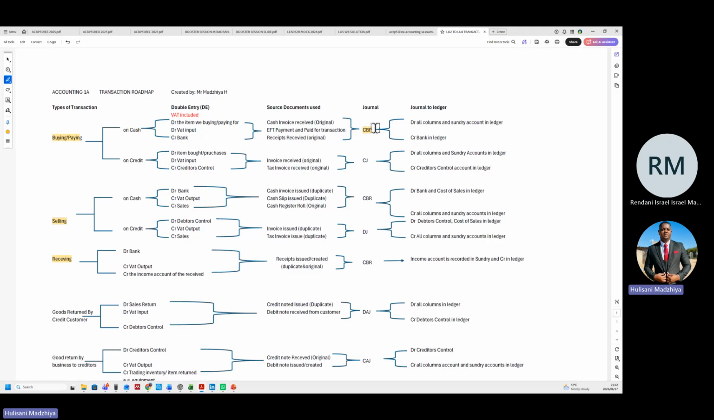When you go to record on the journals, you'll be using the source document. Each and every source document will tell you which journal you are supposed to record on. So for transactions where you're buying on cash, you're going to be using a cash invoice received, EFT payment, or paid for transactions. Any transaction that says paid for water and electricity, paid wages, salaries and wages, as well as receipts received for water and electricity, or receipts received for rent expense, means that we are paying. So this will then be recorded in your cash book payments. Still following?